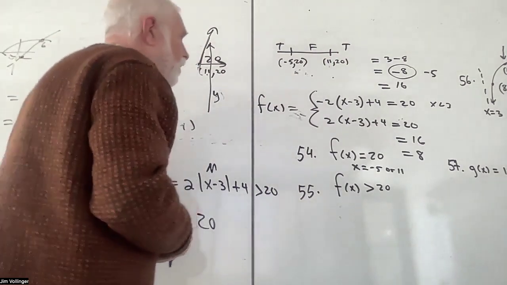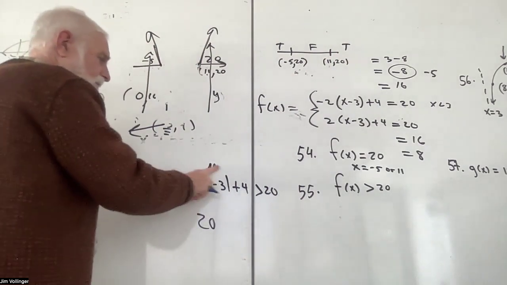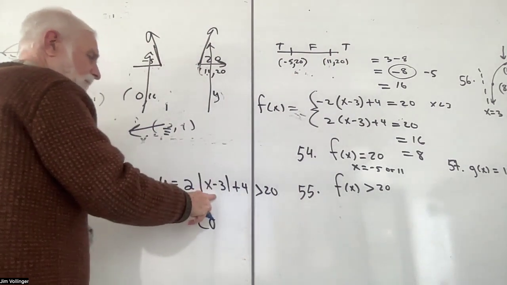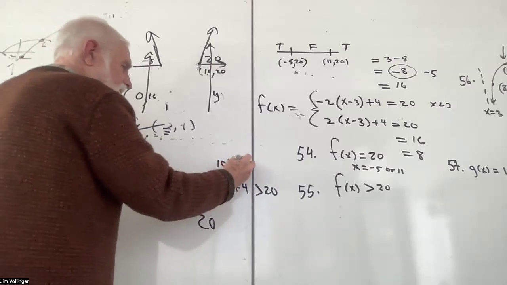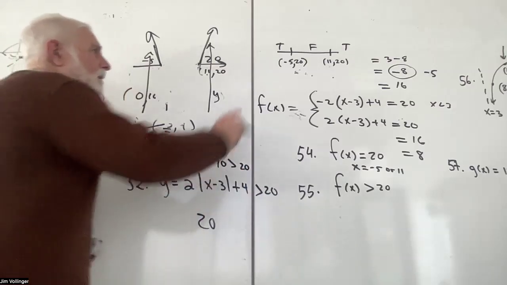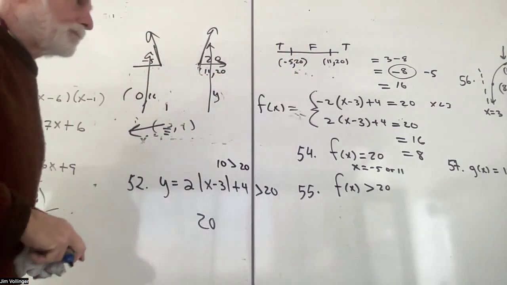So let's try a number between -5 and 11. Let's try 0. 0 minus 3 is -3, absolute value 3. 3 times 2 is 6, plus 4 is 10. Is 10 bigger than 20? Nope. False. And if you pick a number less than -5, you'll see true.